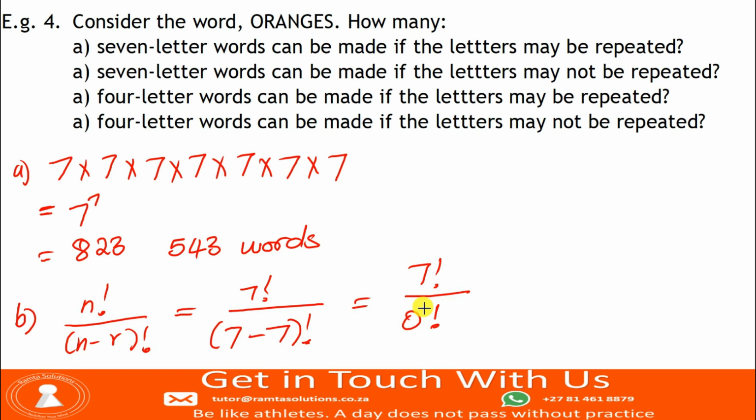Okay. 0 factorial, by the way, guys, is 1. So press your calculator, say 7 factorial over 0 factorial. What is it? It's simply 5,040 words. Okay? When you're using this formula. So for those that do not like this formula, go to your fundamental counting principle.